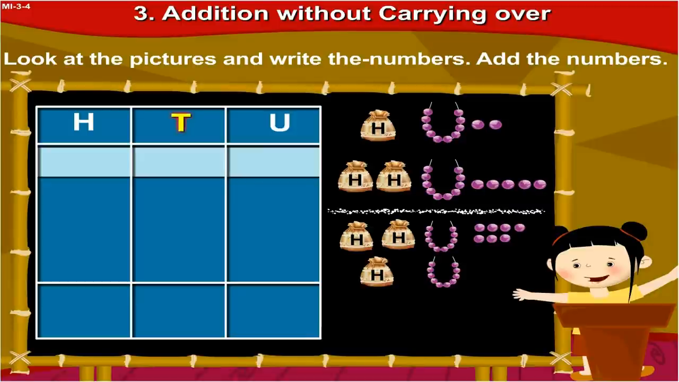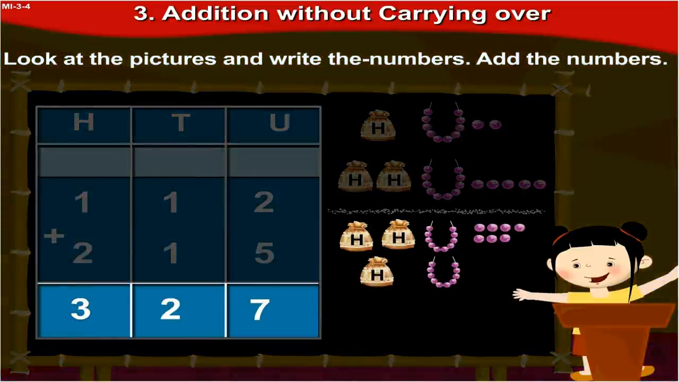Now let us fill in respective numbers in these boxes. If you look at the first row of the picture, under hundreds you have 1, so write 1. For tens, 1 ten, so write 1 over here. 2 units, so write 2 over here. For the next row, 200, so write 2 over here. 1 ten, so write 1 over here. And 5 units, so write 5 over here. Now let us begin our addition from units column. Under units column we have 2 plus 5, that is 7. Under tens column it is 1 plus 1, that is 2. Under hundreds column it is 1 plus 2, that is 3. So the answer is 327.